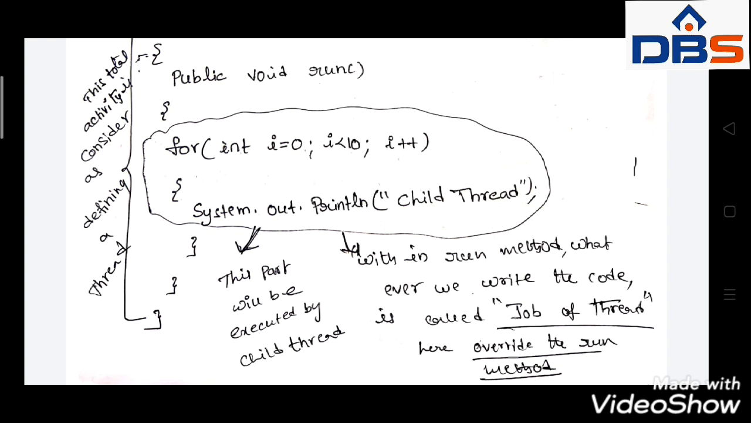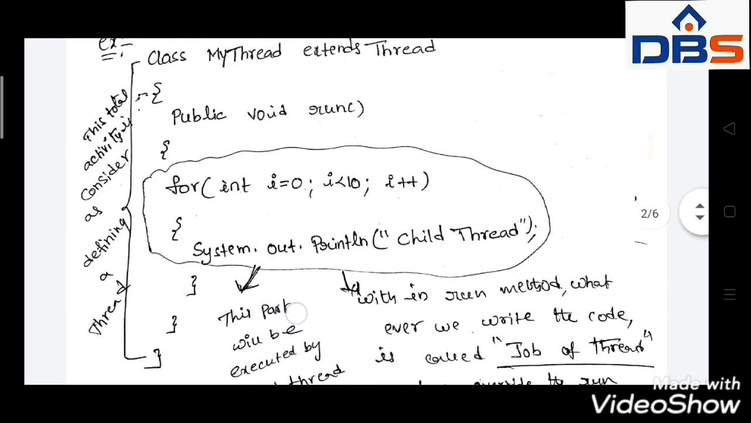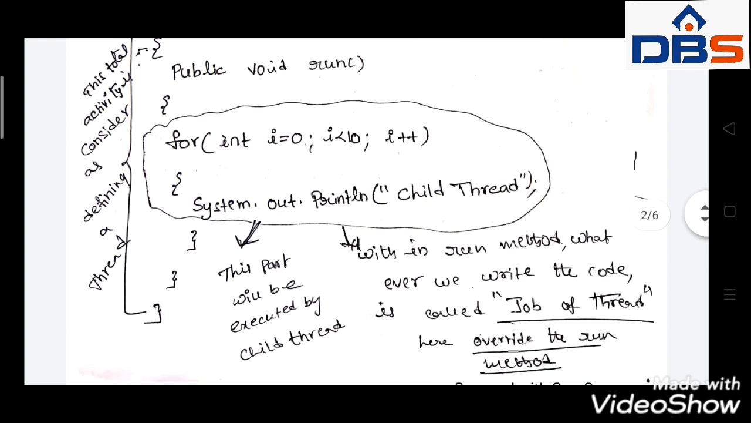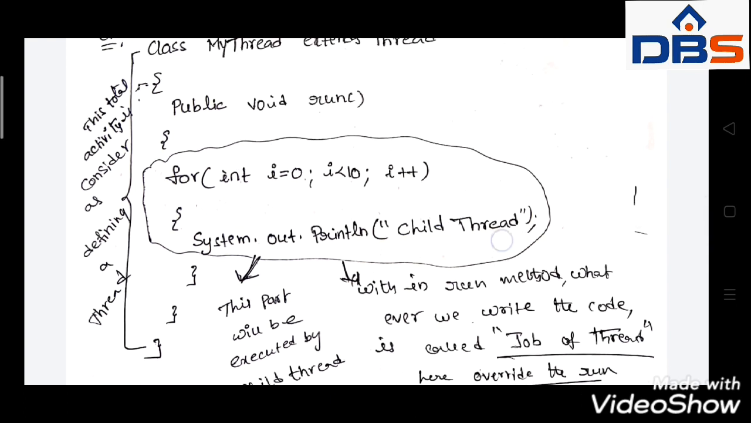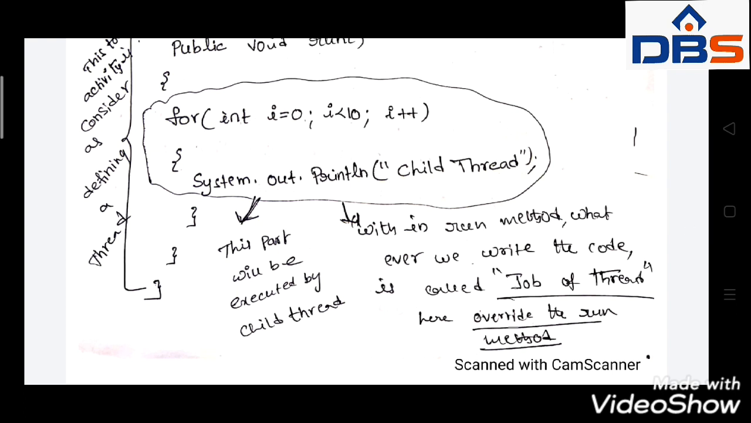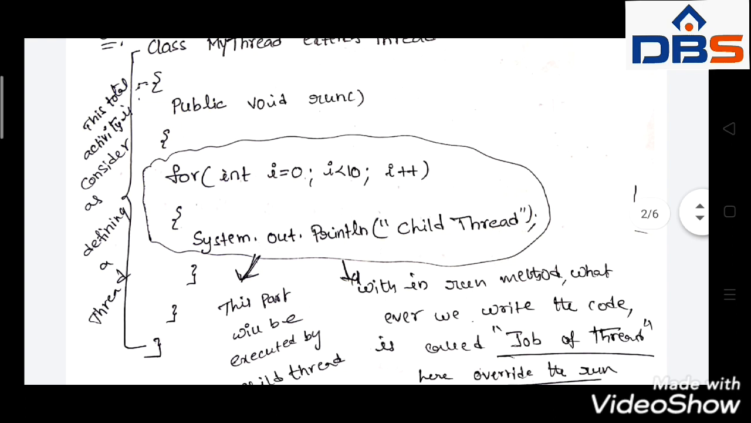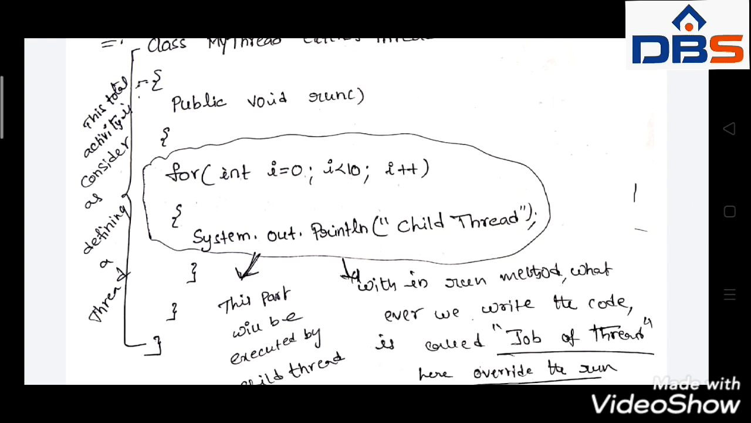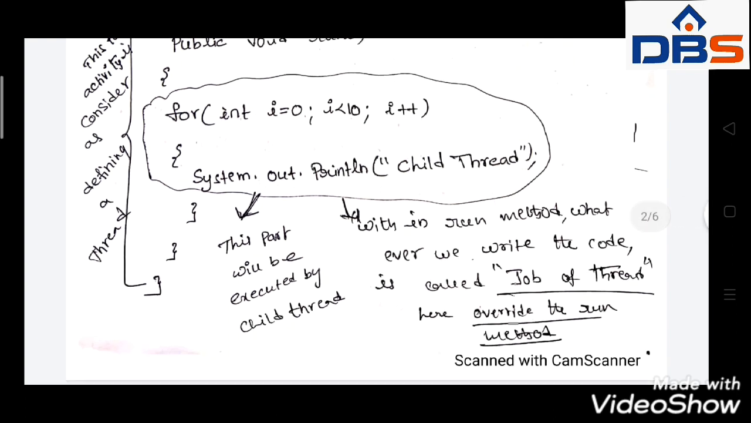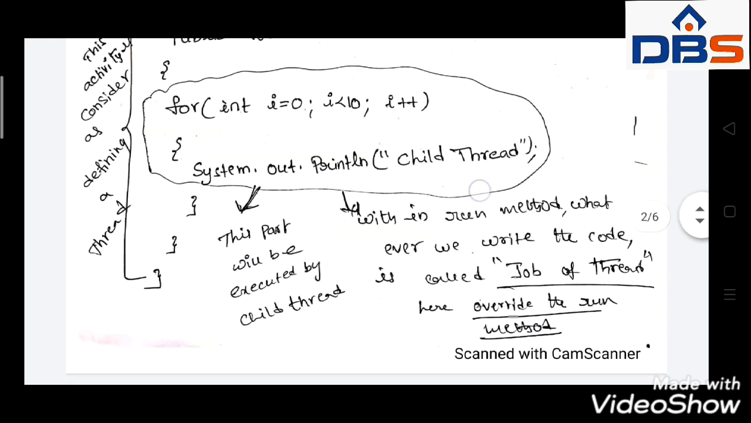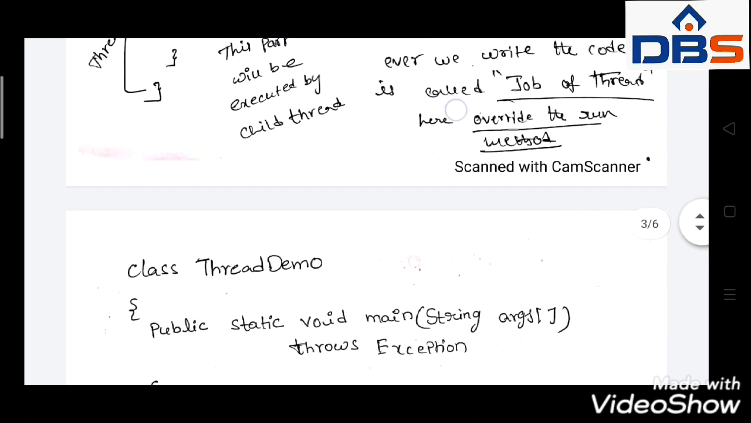You need to remember the terminology and understand it clearly here. This entire thing is called the job of the thread. Here we can override the run method. So this part will be executed by whom? This portion is going to be executed by the child thread. So here we are defining a thread.